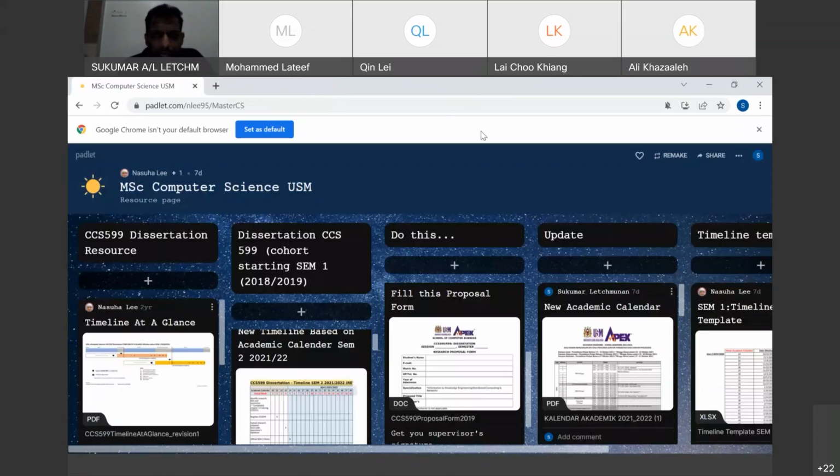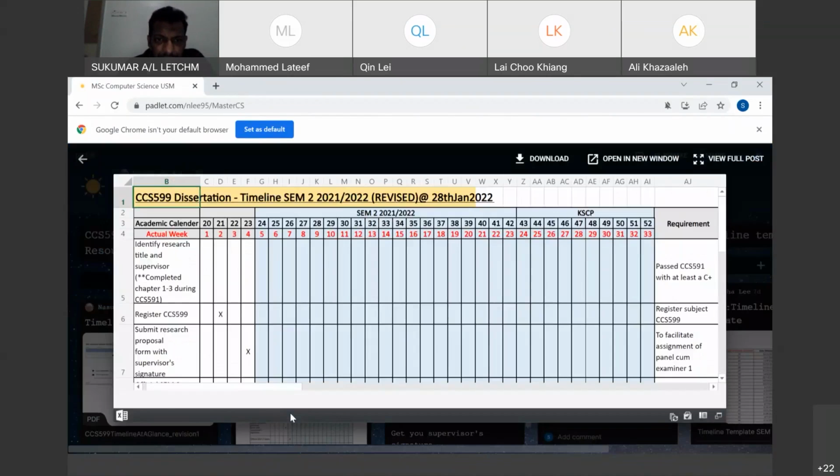So that is why I'm asking you to do so. I want you to go to this to understand the timeline and to follow this strictly. Because I don't want you, after you come in semester 2, then only start to ask me what happened to the supervisor. Now your supervisor might already agree with you, but officially we don't have anything in black and white, whether your supervisor agrees.